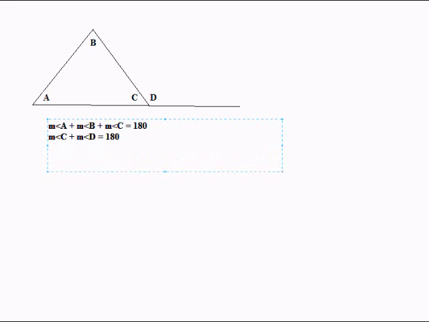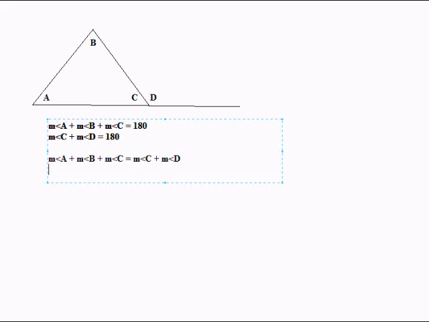Now, where else can we take that? Well, let's think about this for a sec. If this top formula here equals 180, and that second formula also equals 180, then they must equal each other. So I could say this. I could say that the measure of angle A plus the measure of angle B plus the measure of angle C must equal, going to the bottom formula, the measure of angle C plus the measure of angle D. Huh. Interesting. So those two formulas have to equal each other, as I've now rewritten.